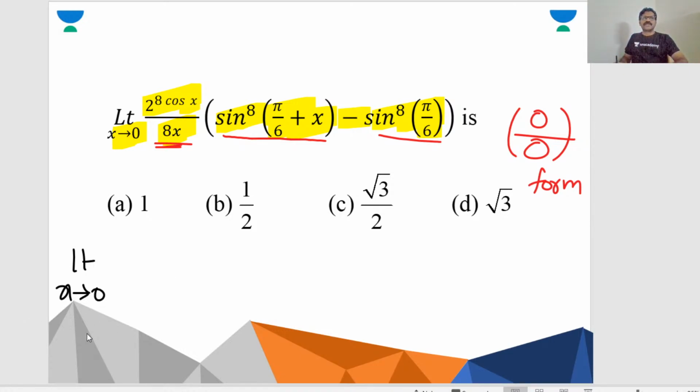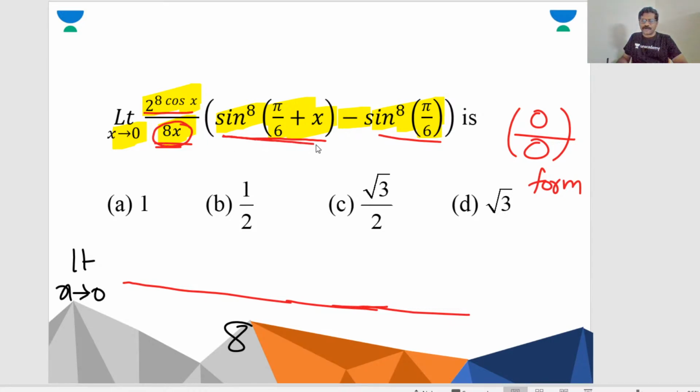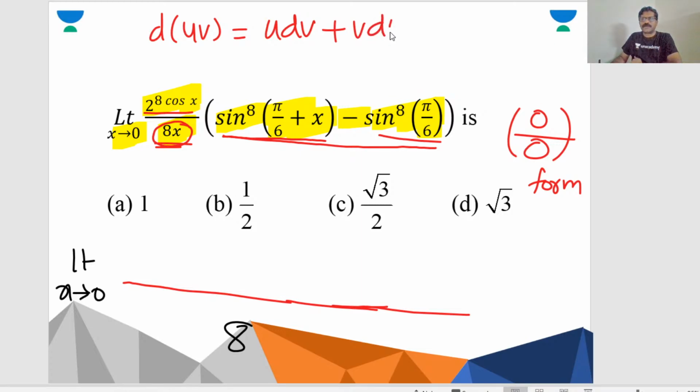Now, differentiation of denominator. Differentiation of 8x, 8. Now, differentiation of numerator. In the numerator, we have two functions, 2 power 8 cos x and sine power 8 of pi by 6 plus x minus sine power 8 of pi by 6. So, you have to apply product rule, UV rule. Differentiation of UV equal to UdV plus VdU.